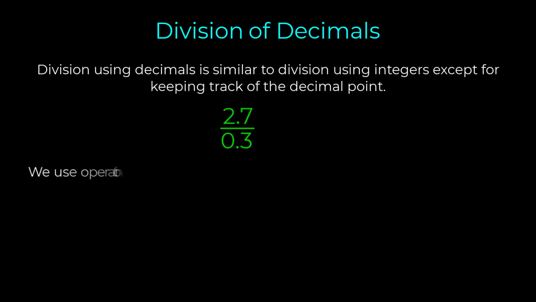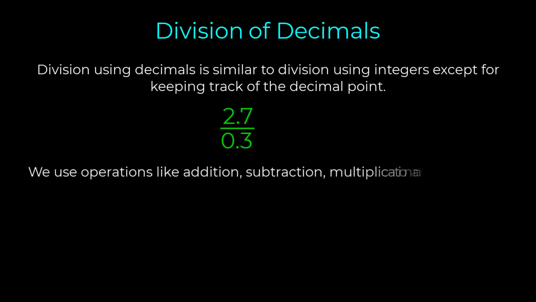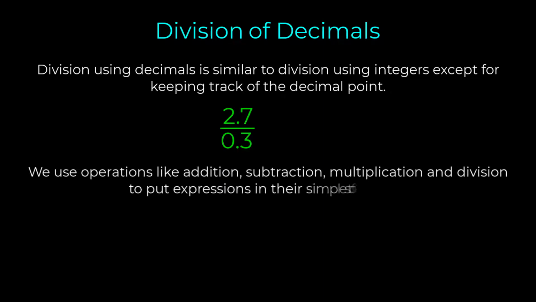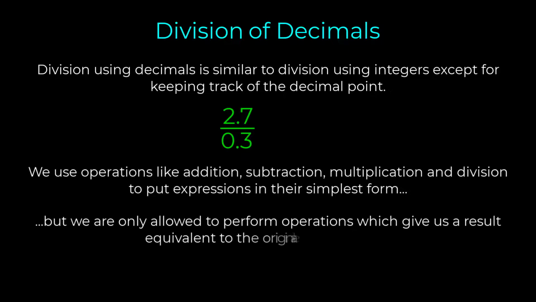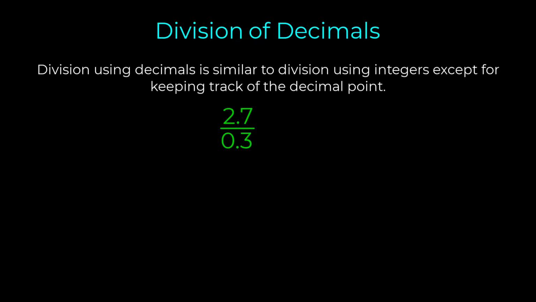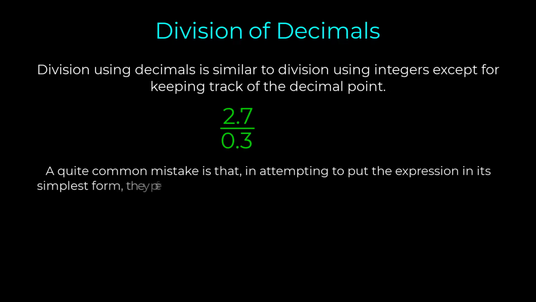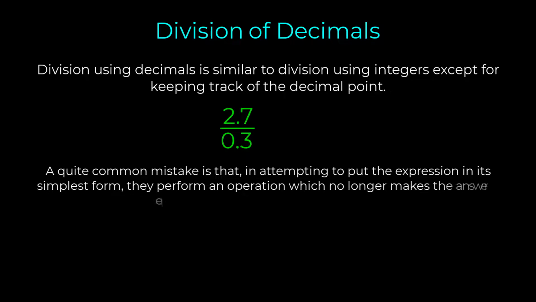We need to use operations like addition, subtraction, multiplication, and division to put expressions in their simplest form. But we are only allowed to perform operations which give us a result which is equivalent to the original expression. I bring this up because a quite common mistake, perhaps the most common mistake, that math students make is that, in attempting to put the expression in its simplest form, they perform some operation which no longer makes the answer equal to the original expression.